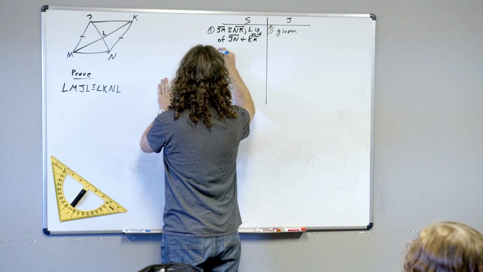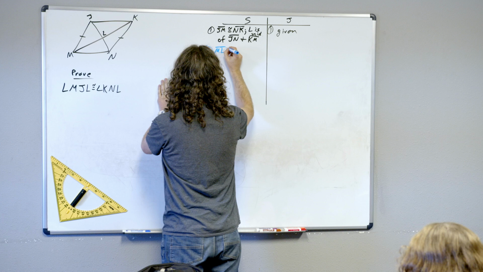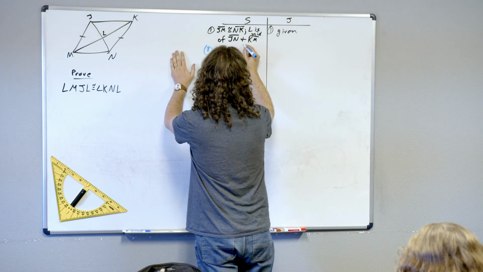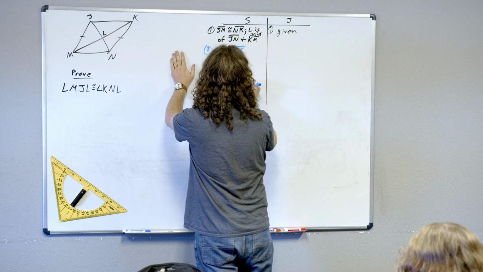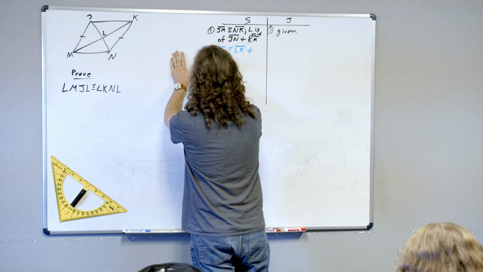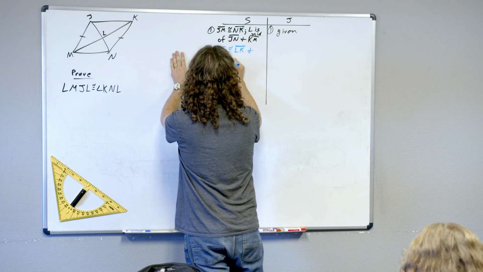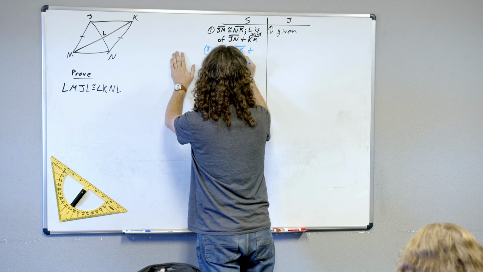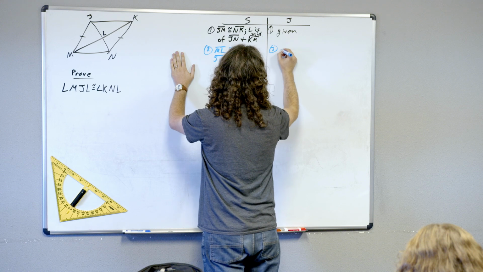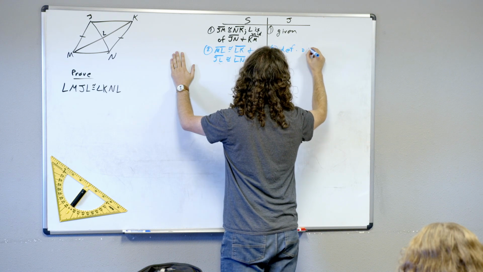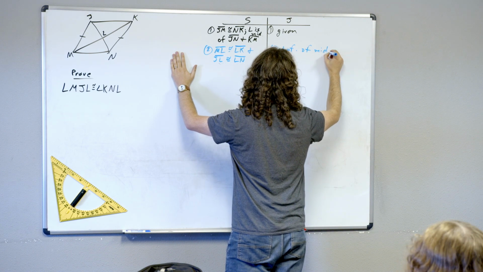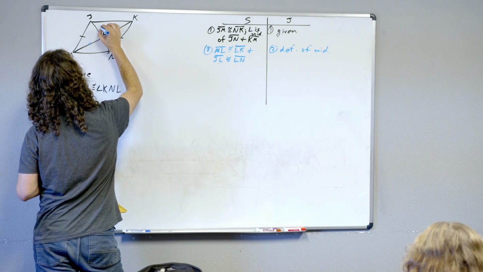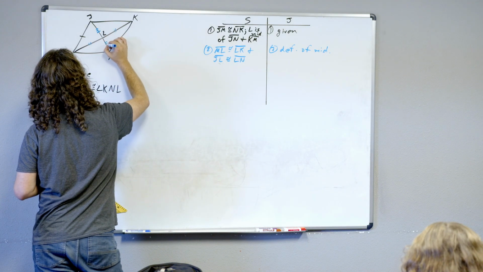So segment M L is congruent to segment L K, and J L is congruent to segment L N, because of the definition of midpoint, right? So this is congruent to this is congruent to this.